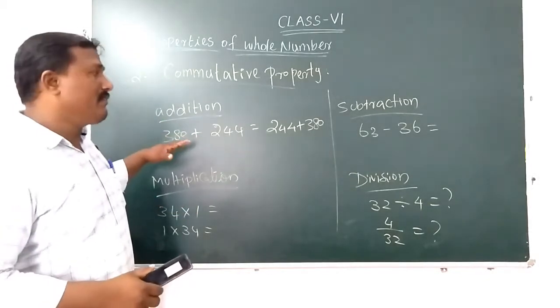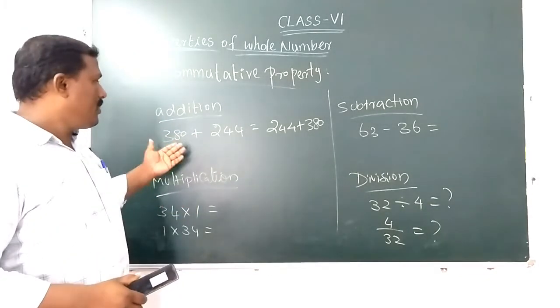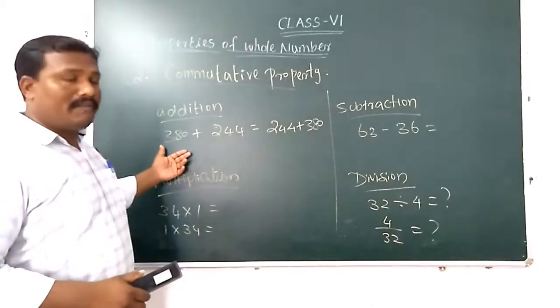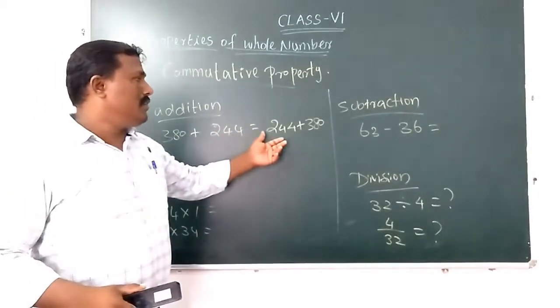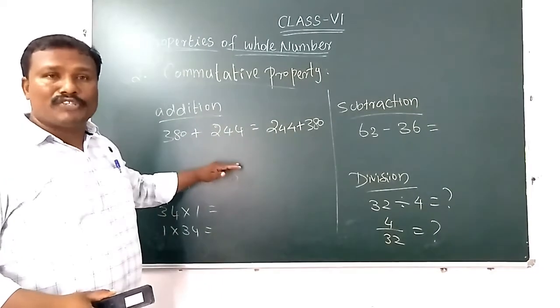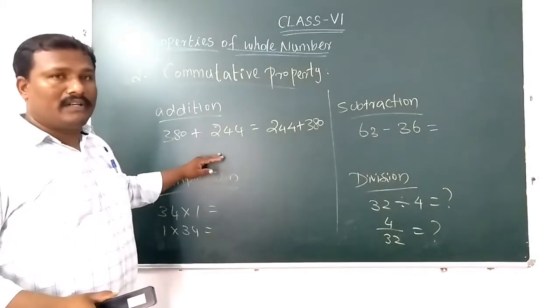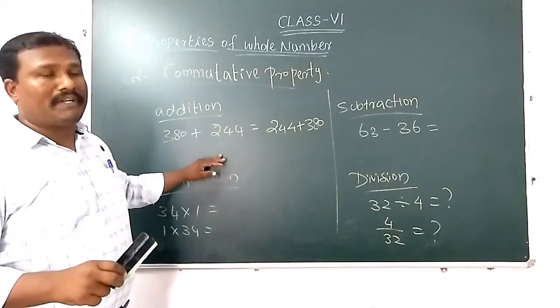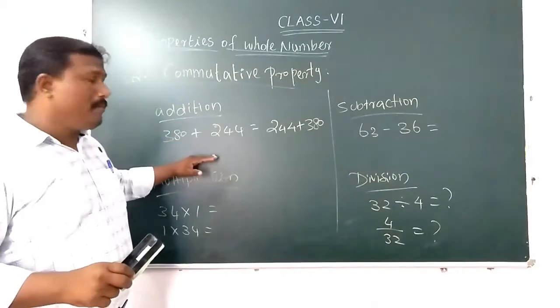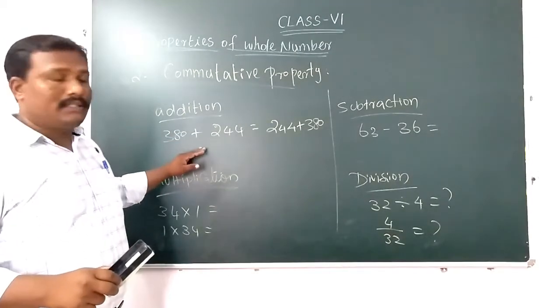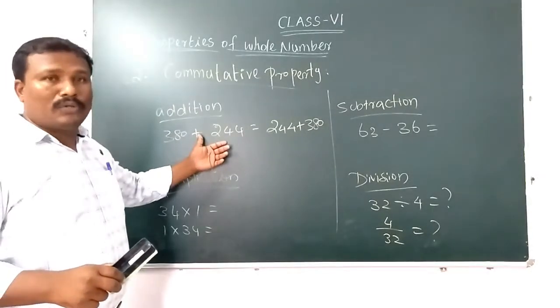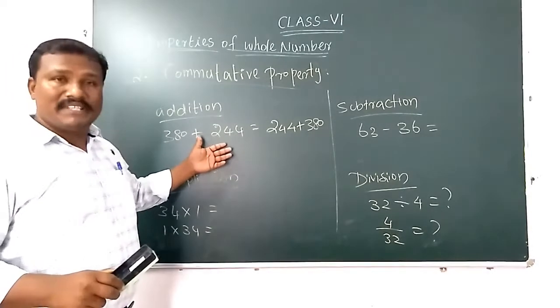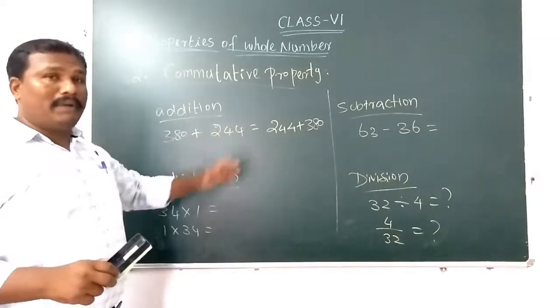Commutative property, when we are doing addition, the two whole numbers, we will get some result, also a whole number. We already talked about that in the first property, the closure property. In the commutative property, if we add the two whole numbers, the result will be the same if you change the place.